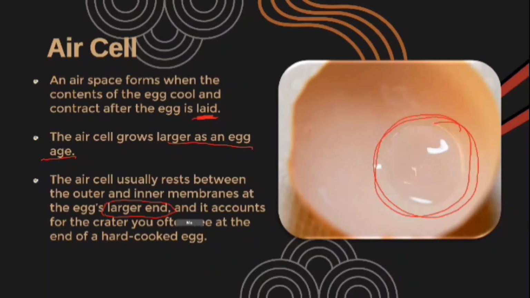And it accounts for the crater you often see at the end of a hard-cooked egg or hard-boiled egg. Ayun nga yun. Yung pinaka-air doon. Yung tinatawag na air cell. Ano nga ulit yung mga ibang parts? We had the shell, the membrane, the inner and outer membranes, and then the air cell. Okay? Please remember those. Okay. Let's move on. Next.